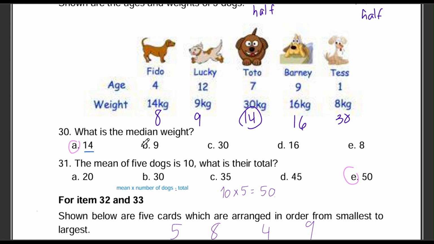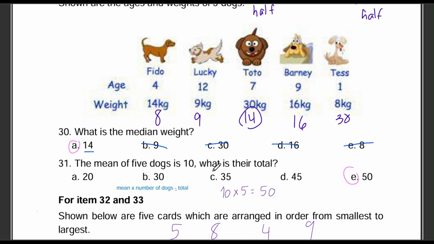14. Okay, class. Remember that the median is the middle number in a set of numbers when they are arranged in order. Here, the weights of the dogs are 8 kilograms, 9 kilograms, 14 kilograms, 16 kilograms, 30 kilograms. The middle number is 14 kilograms. Why not the others? B, 9 is not the middle. C, 30 is largest. D, 16 is second highest. E, 8 is the smallest.